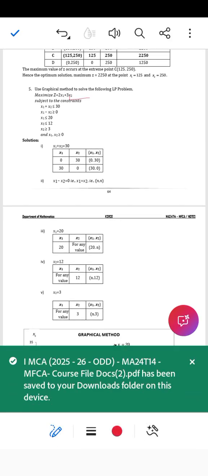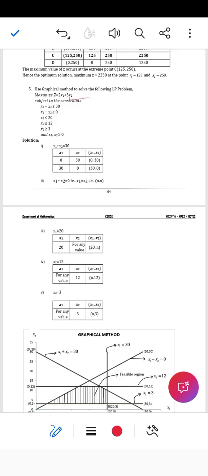Hello students, in this video we are going to discuss solving the LPP problem using the graphical method. Let's take one problem: using the graphical method, solve the following LP problem.